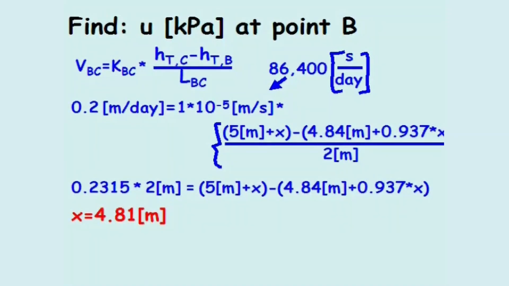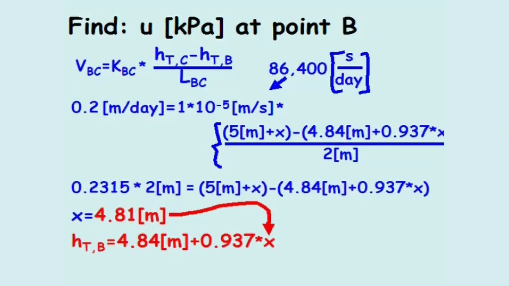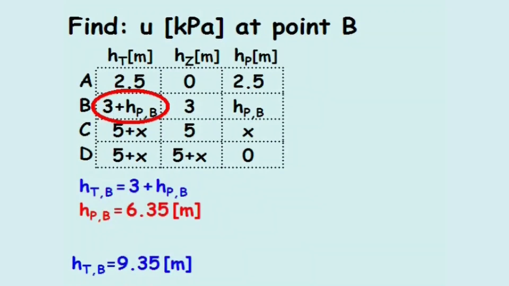Plugging in this value to our previously derived equation for the total head at B, we find the total head at point B to be 9.35 meters. If we return to our table of pressures, we identified the total head at point B as equivalent to 3 meters plus the pressure head at point B. If we plug in our value for the total head, we find the pressure head at point B equals 6.35 meters.